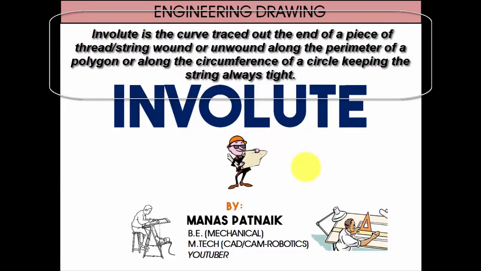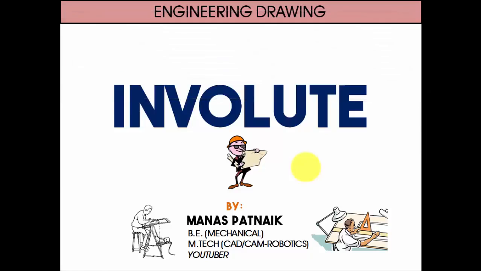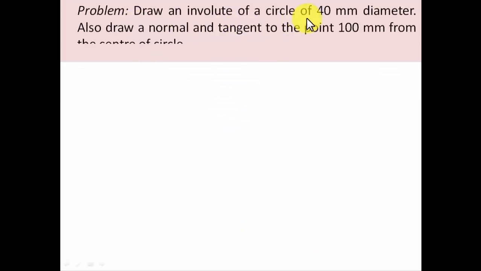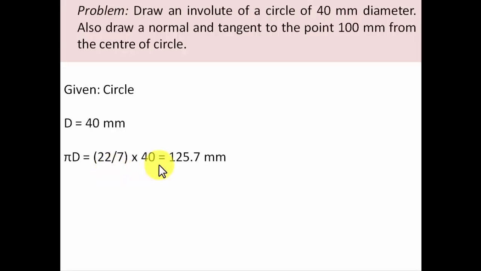Now let's understand this with the help of a problem. Here we go. Draw an involute of a circle of 40 mm diameter. Also draw a normal and tangent at a point 100 millimeters from the center of the circle. Alright, so we've been given a circle and its diameter has been given as 40 millimeters. Now if you try to find the circumference of this circle, it's going to work out as pi d, and putting the values you'll get this as 125.7.